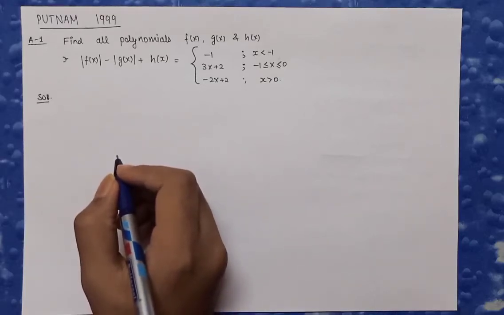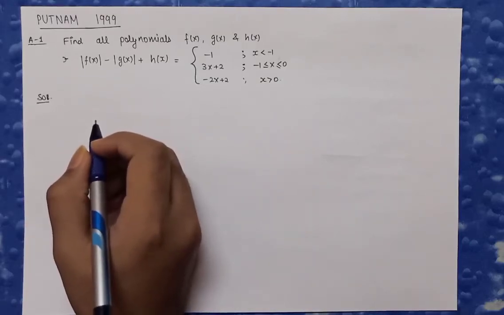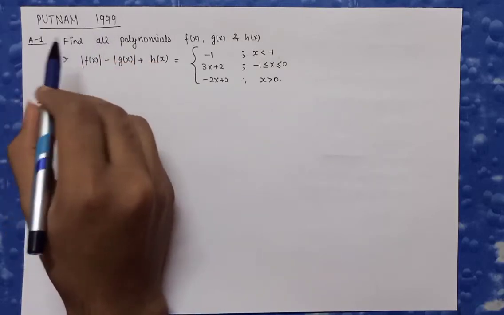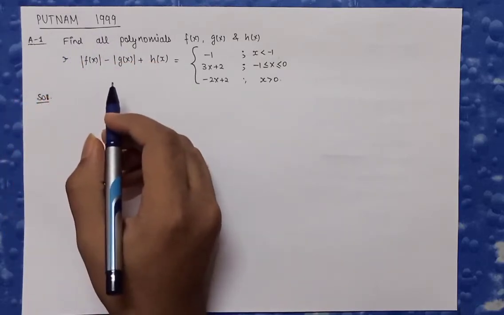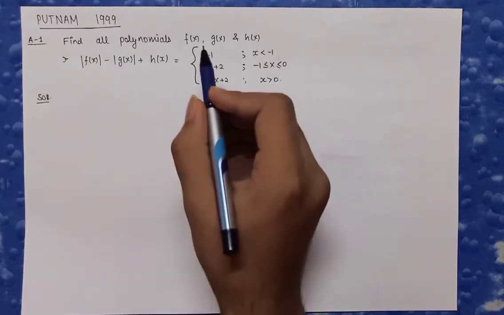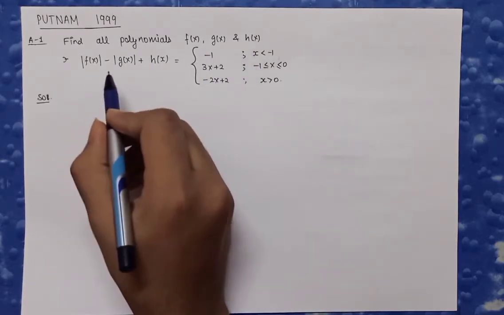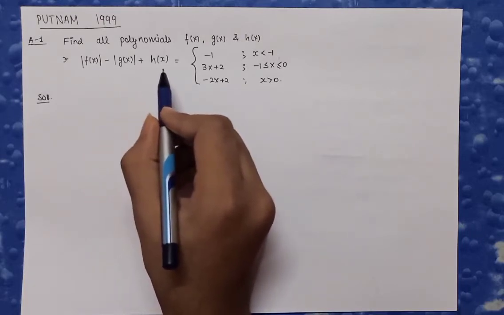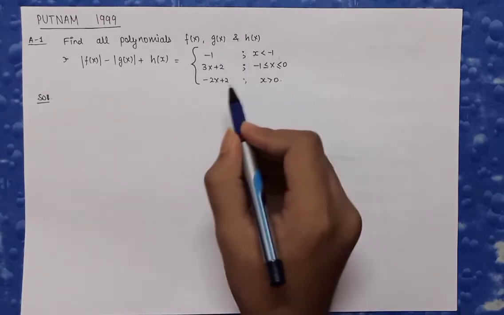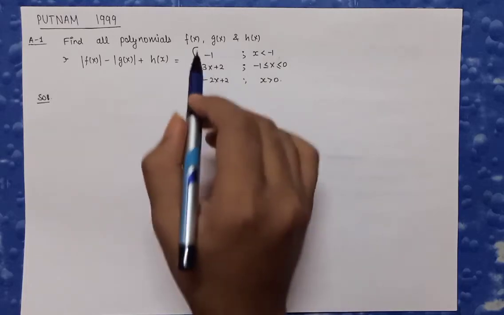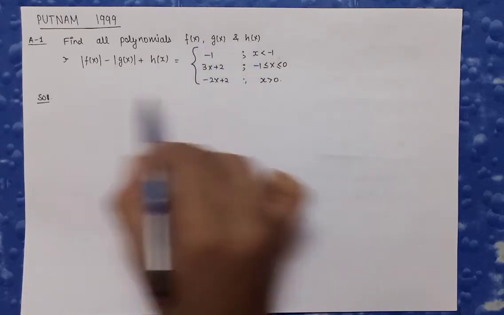Hello friends. Today we are going to discuss a question from Putnam 1999. It was A1 problem. The question said find all polynomials f(x), g(x) and h(x) such that f(x)(|f(x)| - |g(x)| + h(x)) equals to this split function. We had to find all these f, g and h from this given equation.